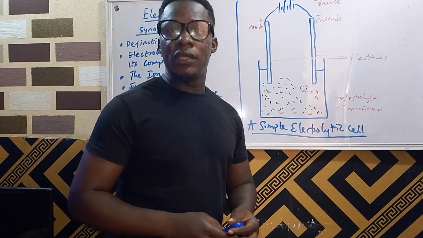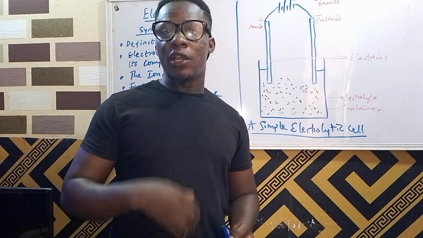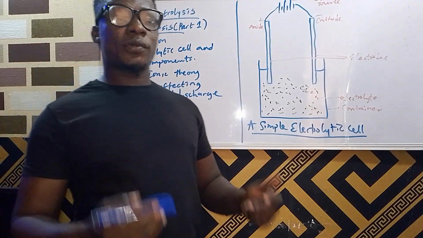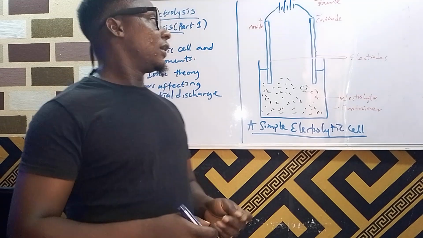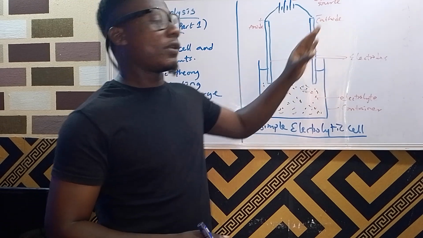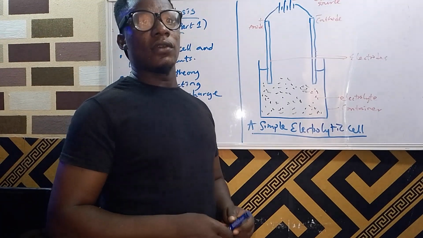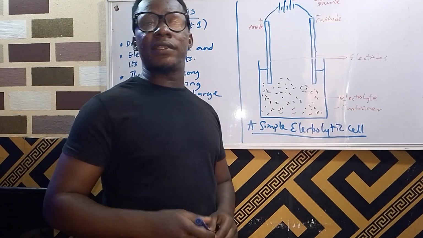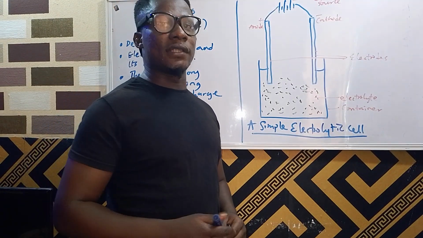The electrodes are substances through which current enters or leaves the cell. And of course, we have two types of electrode. We have the anode and the cathode. The anode is the positive electrode through which current enters or leaves the cell. The cathode is the negative electrode through which current enters or leaves the cell.